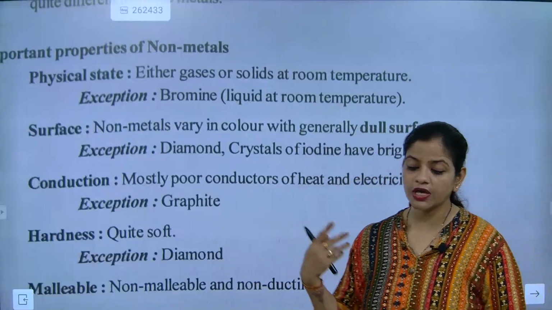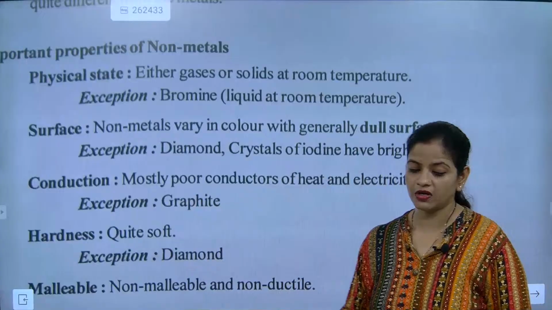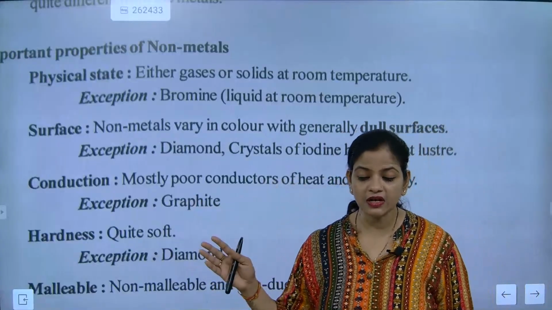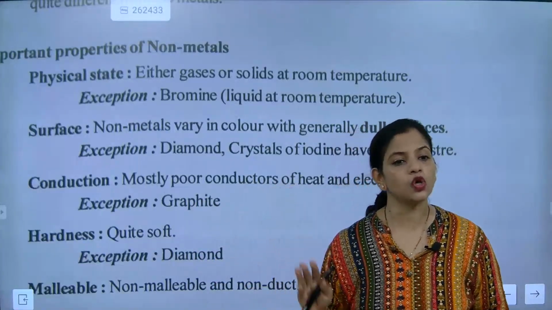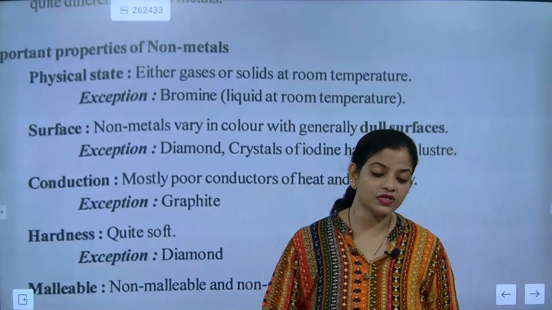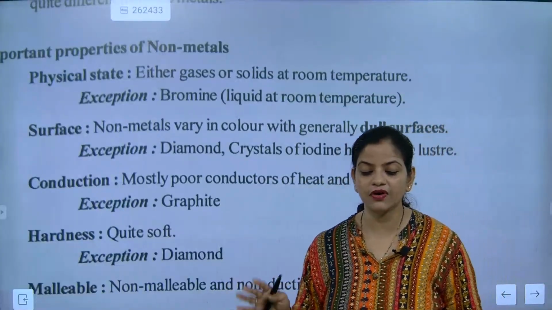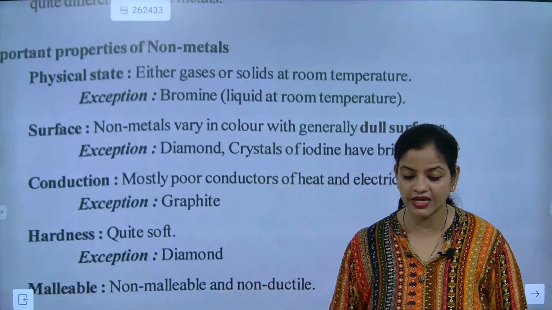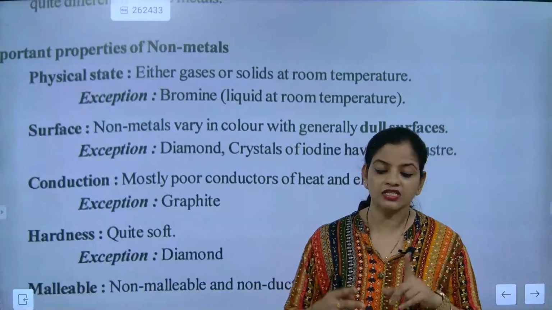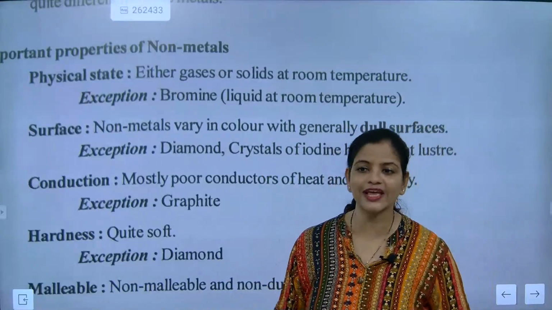When we are talking about the physical nature of non-metals, the first thing we learned is that non-metals are liquid, gases and solid. For metals we have seen most were solid, with only one exception, mercury. After that we talked about surface. Metals have a shining surface, but non-metals have a dull surface, but exceptions are there. Diamond and crystals of iodine have a bright shining surface. They were the exceptions. Diamond is a form of carbon. So only I explained this much.